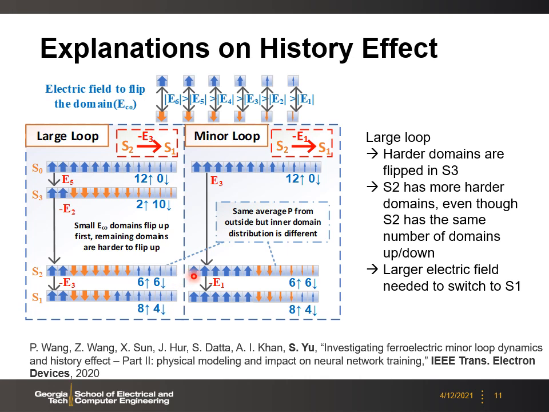In the minor loop, even though at the S2 state the number of domains flipping up and down will be the same, those domains mostly are the easy domains. So later, when you switch from S2 to S1, you just need to flip those easy domains. Therefore, the electric field to flip the domains will be smaller. So we can understand the history effect using this chart.